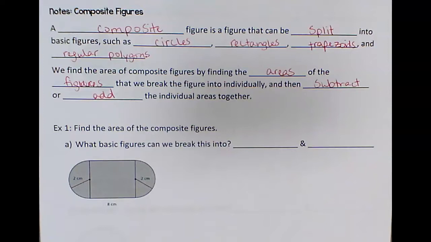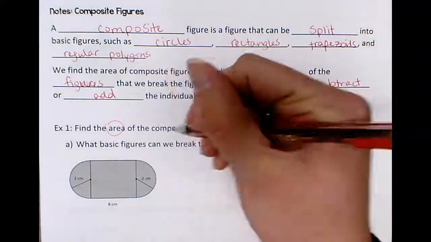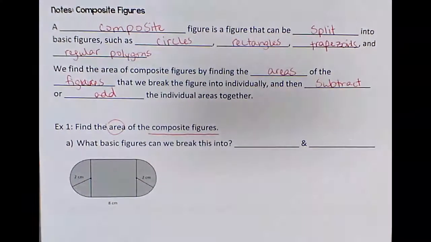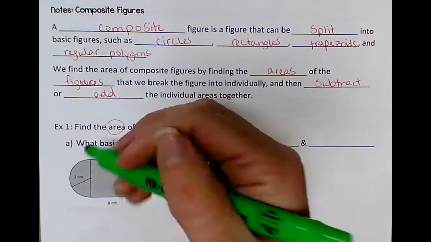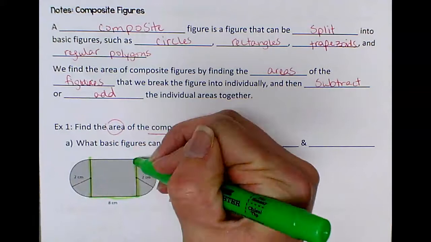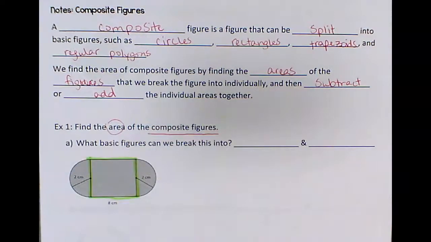So in example 1, we want to find the area of the composite figure. But first we want to identify what the composite figure is made up of. What is it composed of? And when you think of composite, maybe you think of composition, maybe you think of something made up of many different things. So in this shape, what basic figures can we break this into? Well, we can break it into this shape. What is this? That's a rectangle.